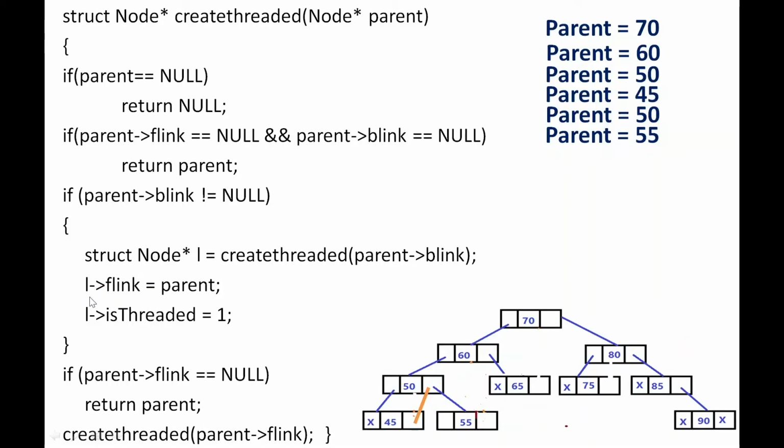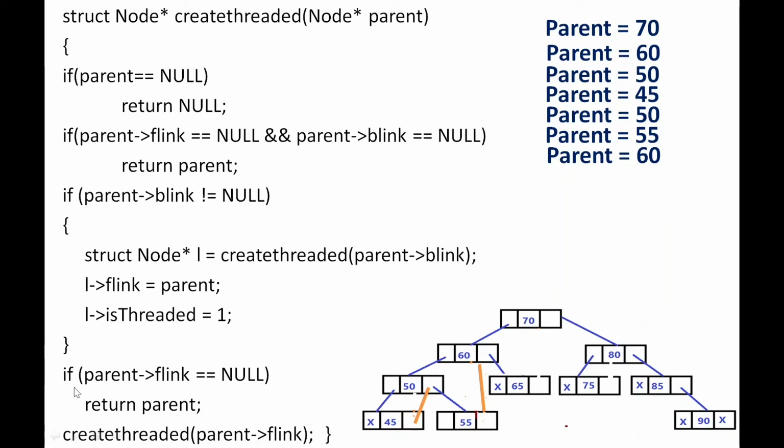And now what will happen? It will come to this statement, L f link equal to parent, which means 55 is actually the value of L, since that is the one returned by the create threaded function at the moment, and that becomes the L value, its f link equal to parent. So parent is currently 60. So this creates a link in this way. The f link of 55 is actually connected to 60.